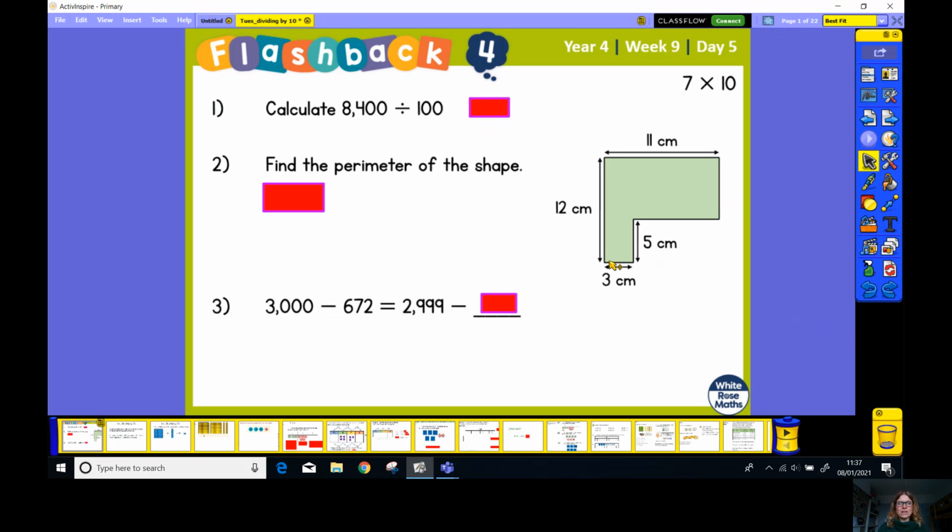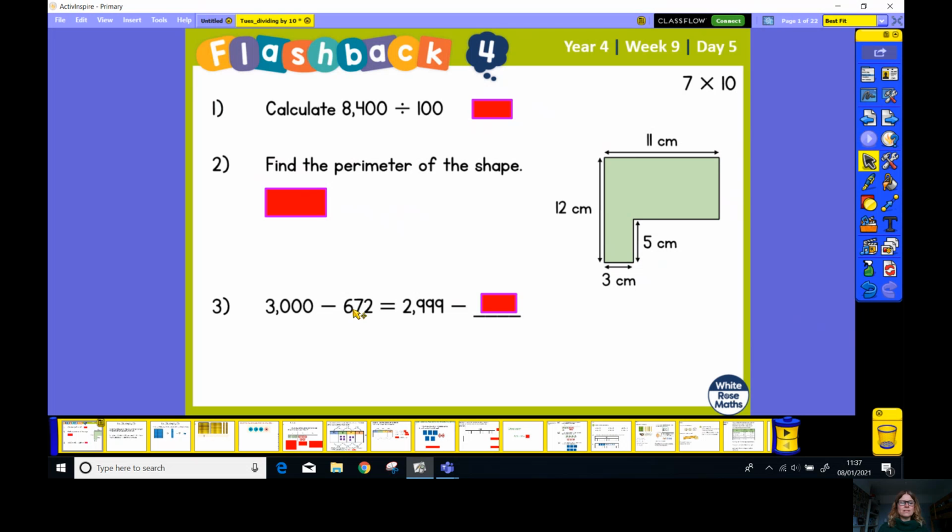Okay, grab a purple pen or a different colour pencil and let's go through our answers. So 8,400 divided by 100 is 84. Find the perimeter of the shape. The perimeter is 46 centimetres. Remember, the perimeter is the distance around the edge of a closed 2D shape, so you would add together all these distances.